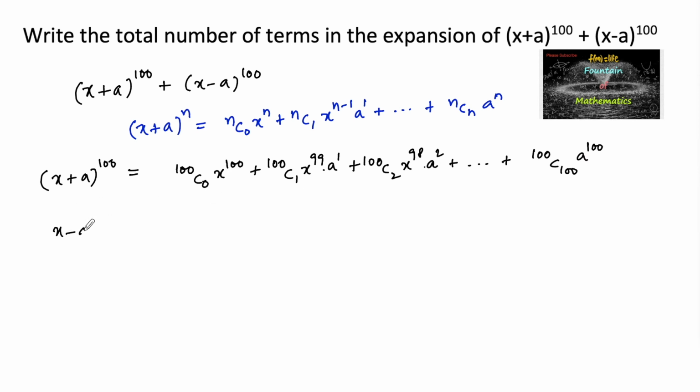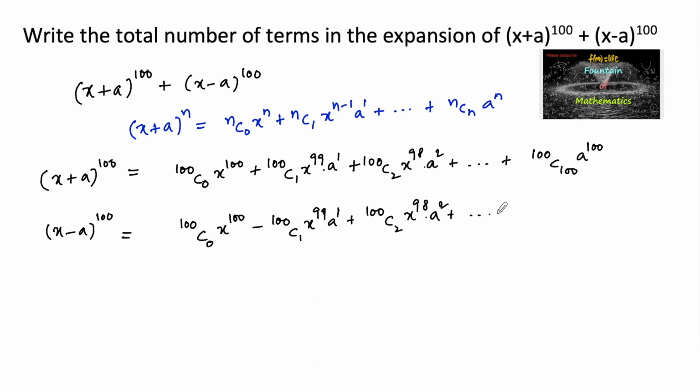Similarly, (x - a) to the power 100 will be taken as follows. Whenever we have (x - a) to the power n, we will be getting alternate plus and minus. So for odd powers we will get negative. So 100C0 x^100 - 100C1 x^99 into a^1 + 100C2 x^98, 100 minus 2, 98, into a^2 and so on up to 100C100 a^100.